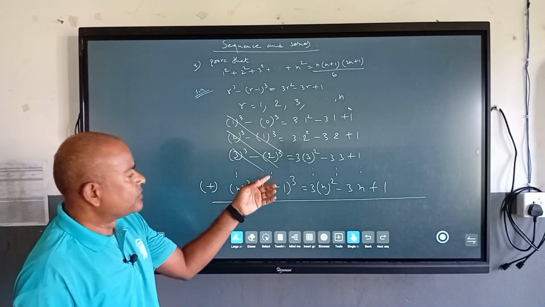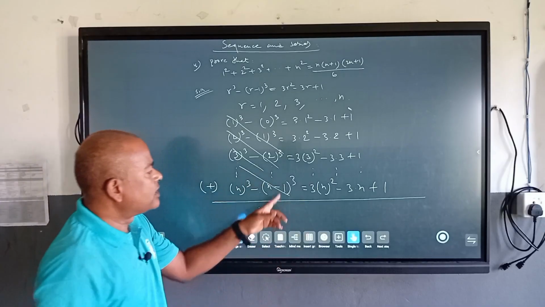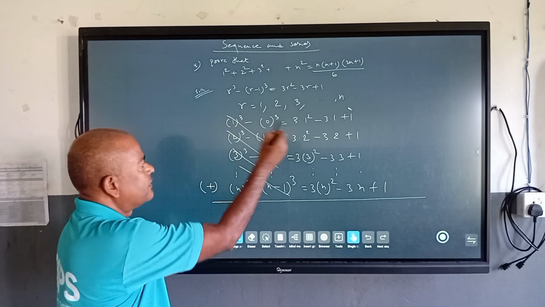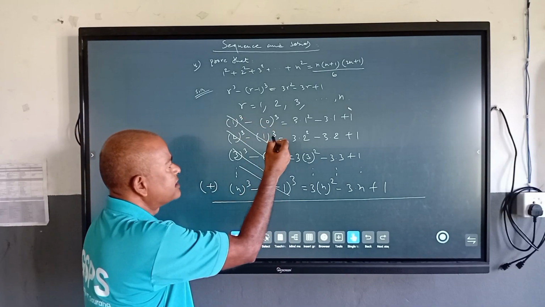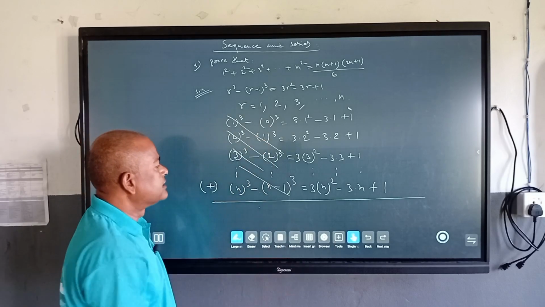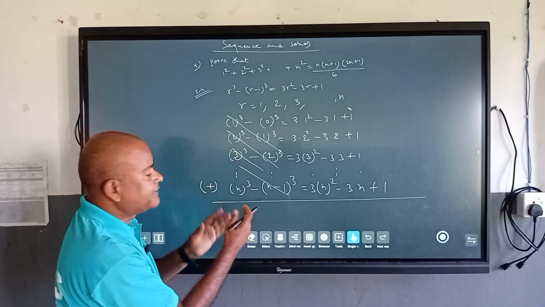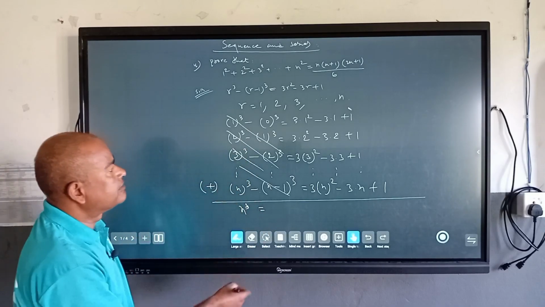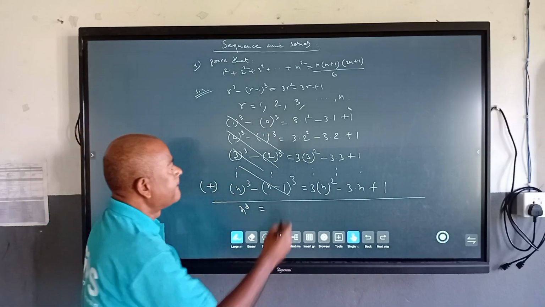Similarly, 3q will cancel. At last, (n minus 1) whole cube will also cancel. The first term of the first expression cancels with the second term of the second expression. So in this way, if we cancel, then the sum of the terms of the left hand side expression will be nq. Nq will be remaining because all the terms except nq will cancel.